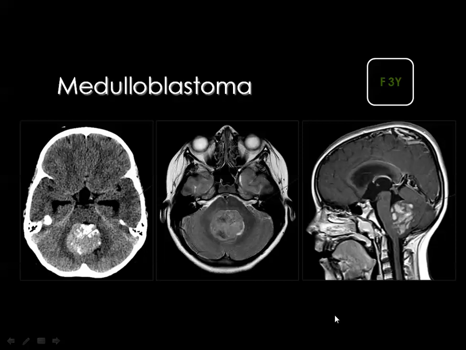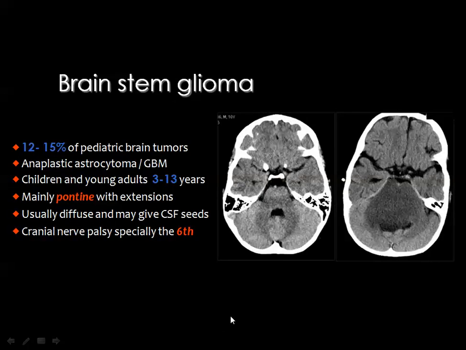Then we came to the brainstem glioma, which represents about 12 to 15% of the pediatric brain tumors. And you know, this lesion affects mainly the pons, and it can spread up and down. And the main presentation of the brainstem glioma is by cranial nerve palsies, especially the sixth one. Then this is the normal appearance of the pons and normal appearance of the fourth ventricle.